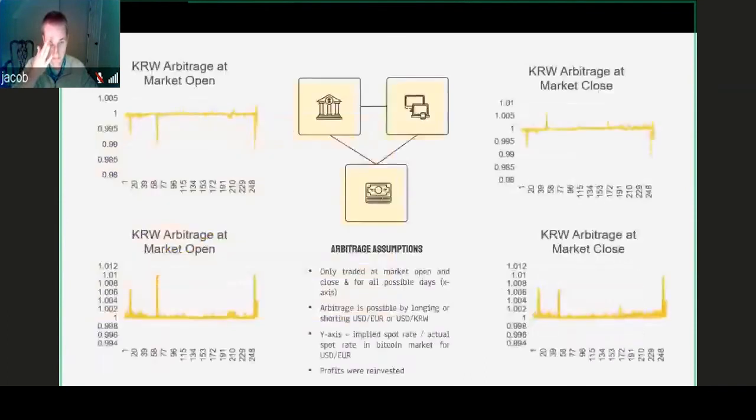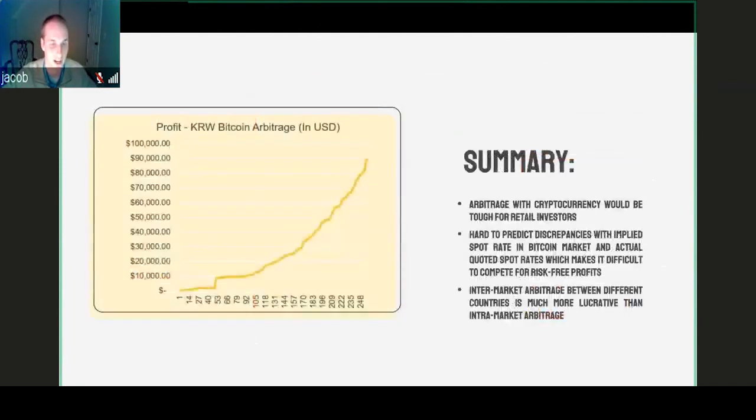So if we go to the next slide, we see we did the same thing with the Korean won, and you see that again we only traded at market open and market close, and we just saw that the arbitrage is possible by longing or shorting. And what we see here is that it happens in both markets. It happened in the Korean won, it happened in the euro. And if you go to the next page, you can see the profits that were realized. In this market, there was 9% risk-free profit, which is pretty great for a year.